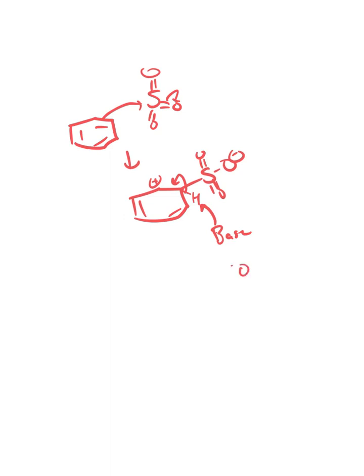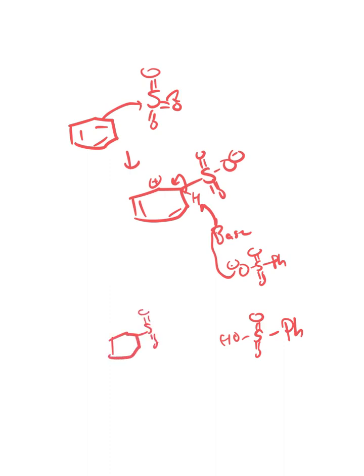So really you have two of these around, where this comes and grabs the hydrogen. So you end up with the sulfonic acid, and then one of these, which it would then go grab a hydrogen off of another one. So you keep grabbing the hydrogens off of the aromatic rings to get the sulfonic acid.